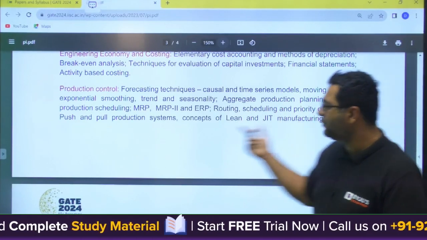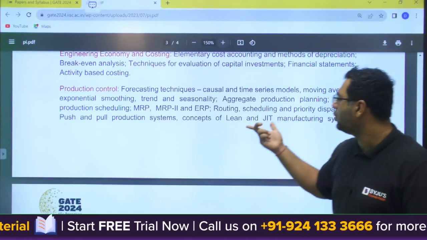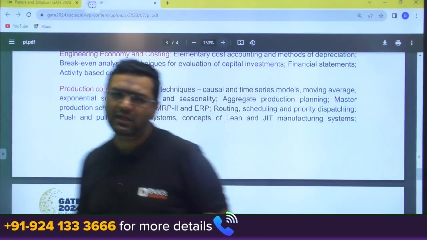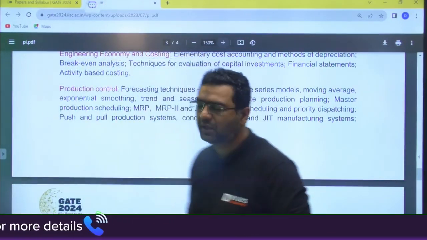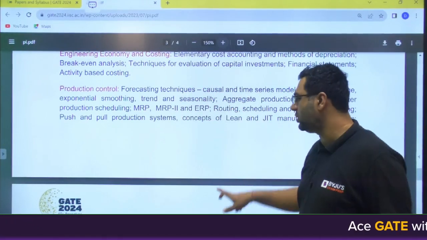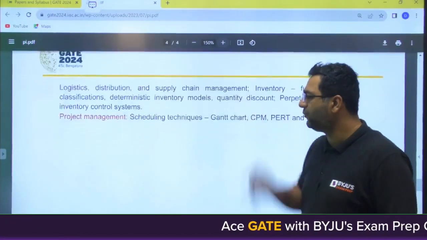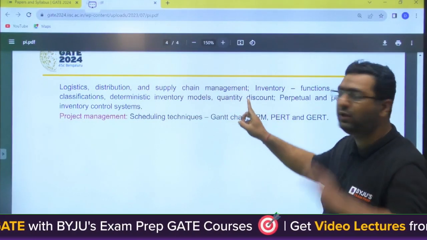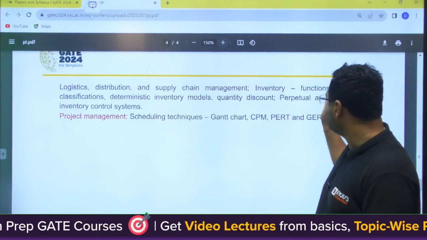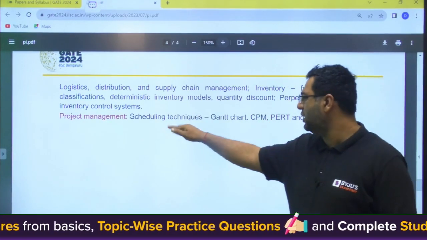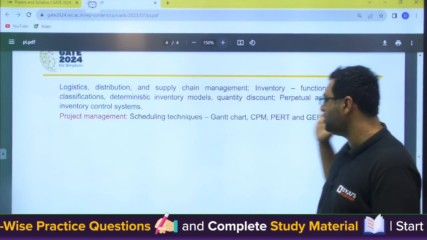Then priority dispatching, push and pull system, concept of lean, JIT manufacturing. This is a newly added part in mechanical syllabus also with the name of lean manufacturing. So this everything in that production control we study in the industrial engineering in mechanical syllabus. Then we are entering into logistics, distribution and supply chain management, not there in mechanical. Inventory is there in the mechanical completely. Okay. Then project management is scheduling technique, Gantt chart, CPM, PERT and GERT.